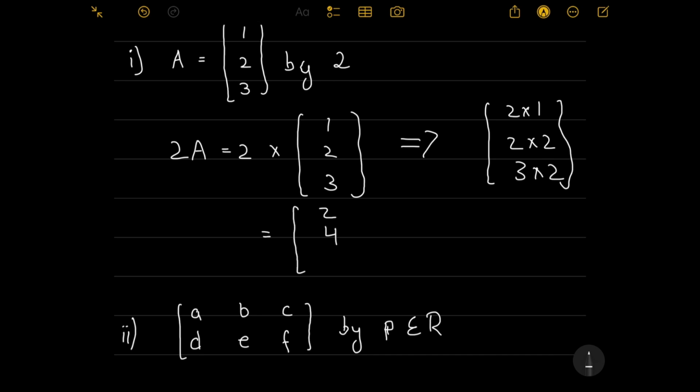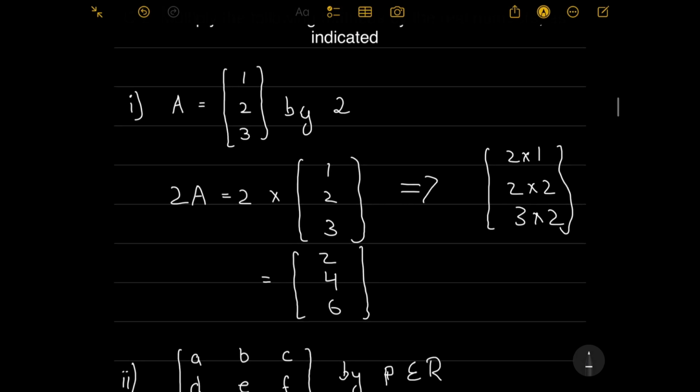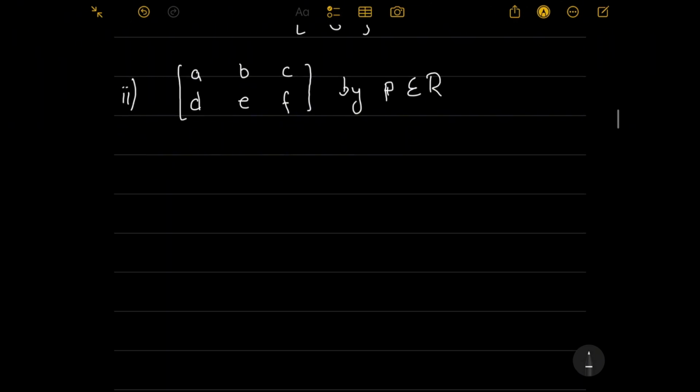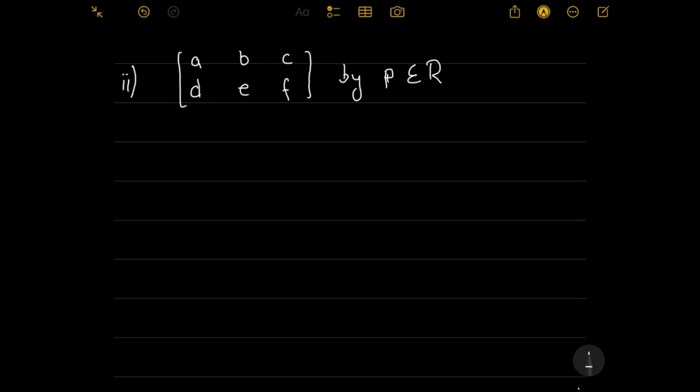So the answer would be 2, 4, and 6. So this is simple multiplication. You don't need to worry about this. It's quite easy. Let's do question number 2, part 2.